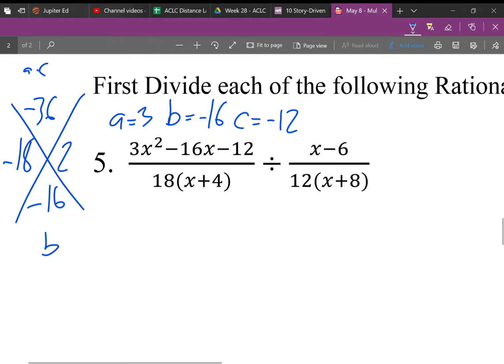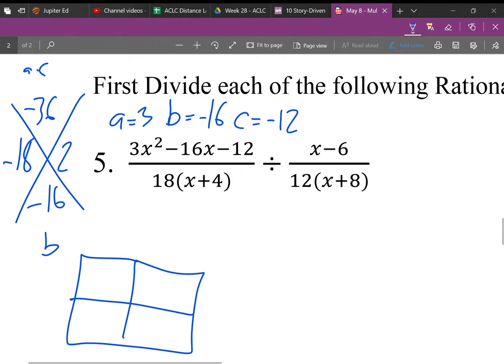So let's go ahead and put those numbers into our X then, or rather into our box. We're going to have the 3x squared on the top left. We have the negative 12 on the bottom right. And then our negative 18 becomes negative 18x. Our positive 2 becomes 2x.